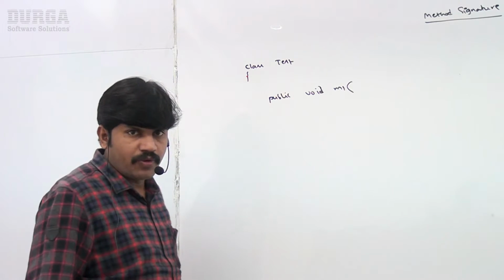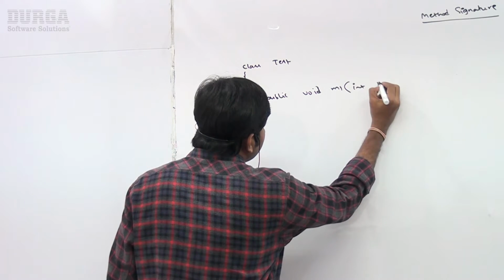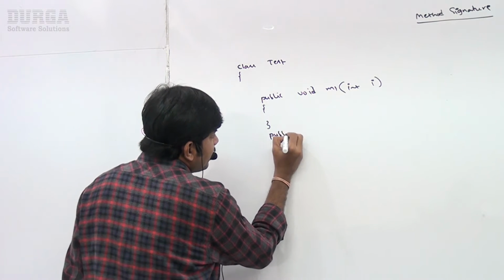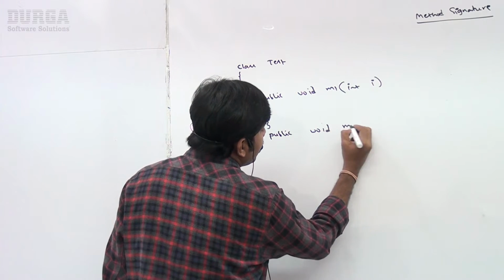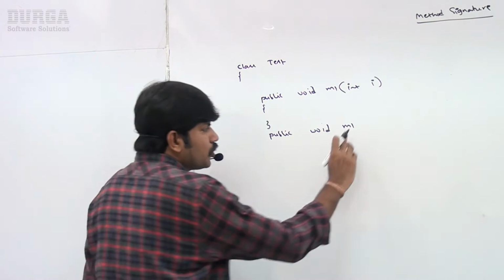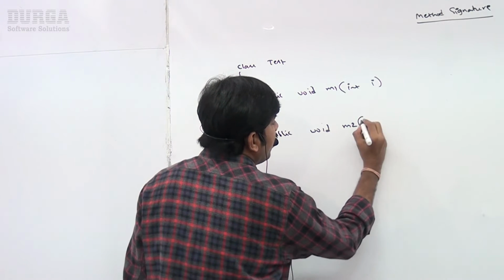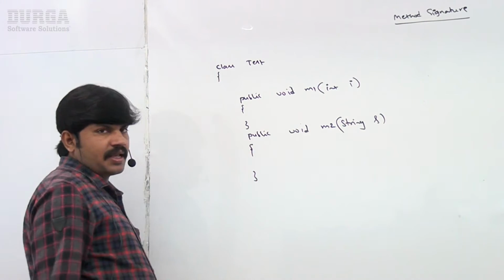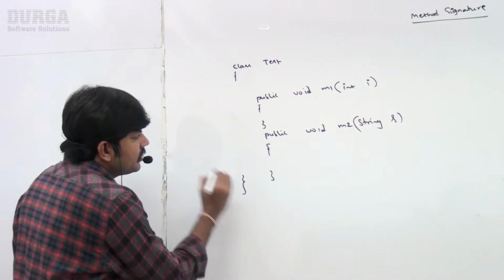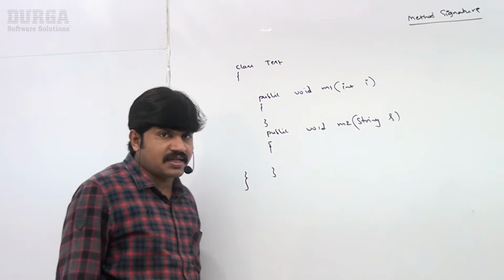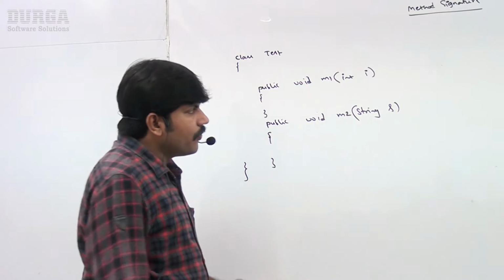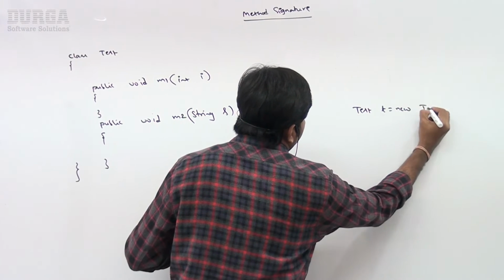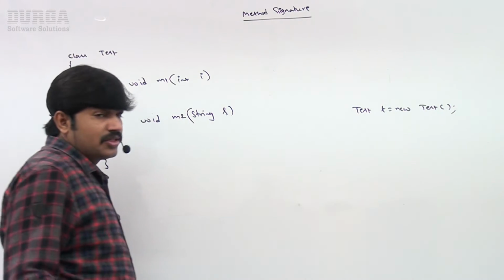Here I have public void m1 of int i, and public void m2 of String s. How many methods are there inside the Test class? Two methods. Now I'm creating an object, Test t = new Test. I want to call these two methods, right?